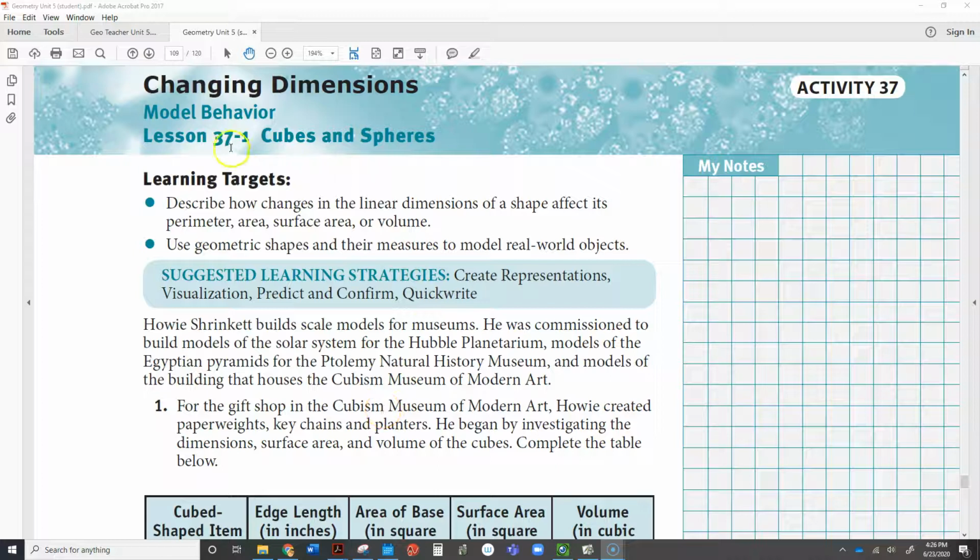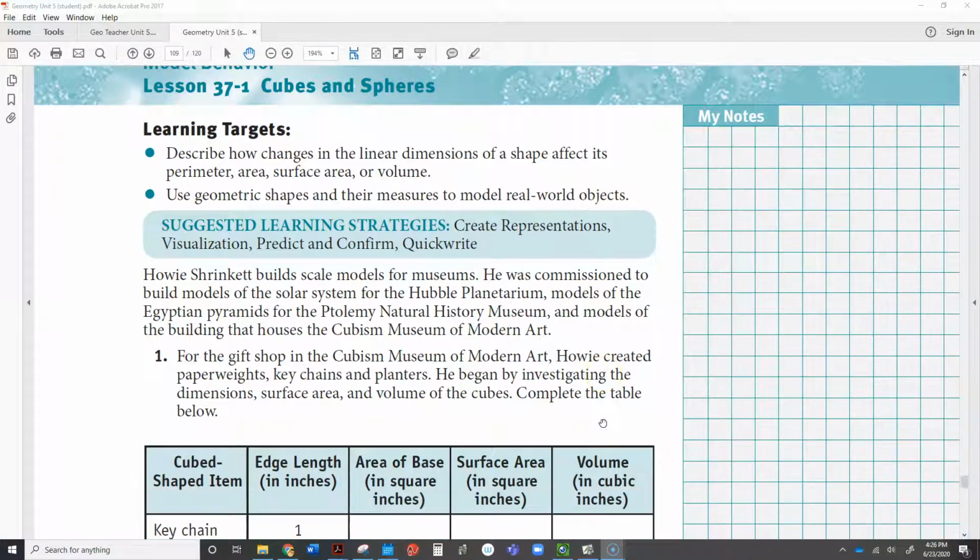This is lesson 37-1. We're going to learn about changing the dimensions. How does that affect your measurements of your shapes? And this one is particularly about cubes and spheres.